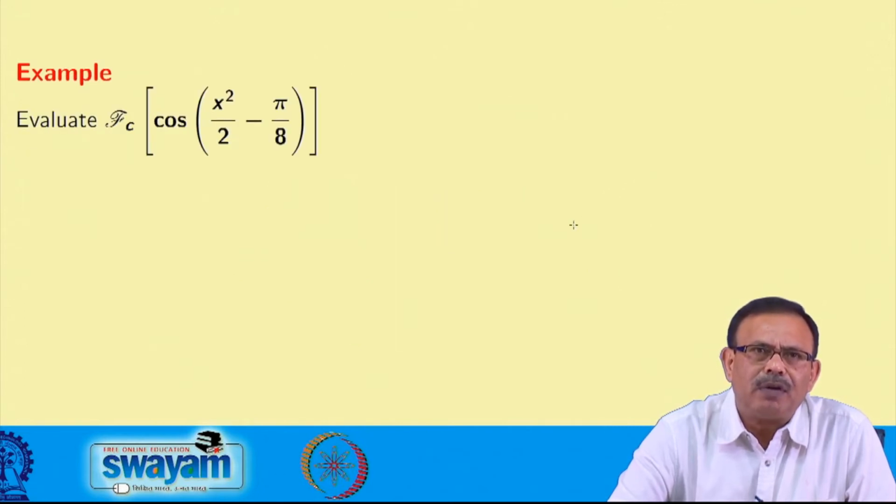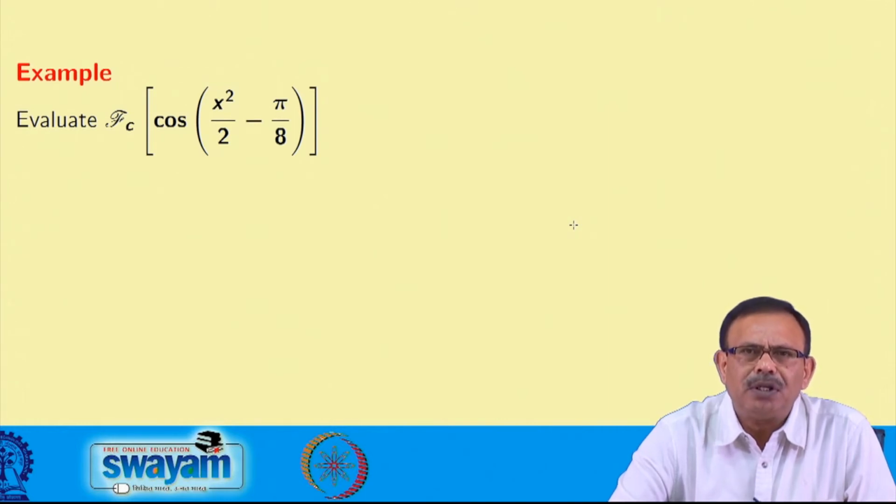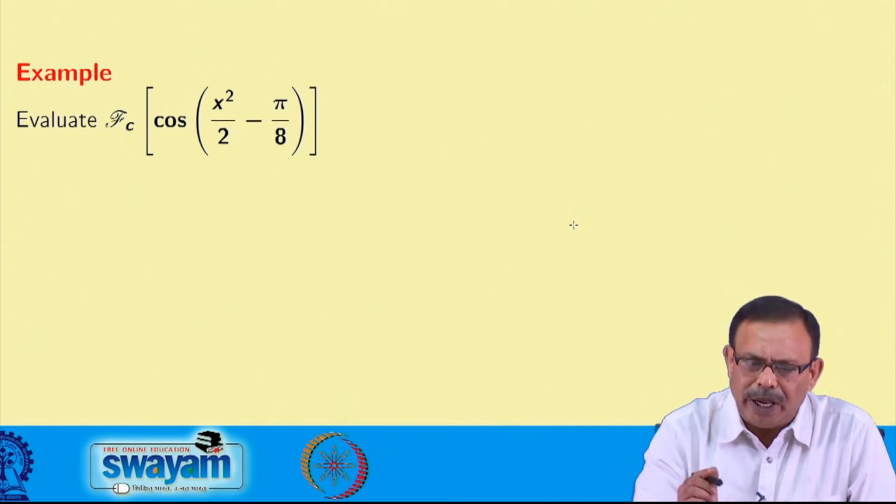We want to evaluate the value of this Fourier cosine transform of cos of x square by 2 minus pi by 8. Again, please note that whenever I try to solve this particular problem, I can do it directly. That is root over 2 by pi, 0 to infinity, cos of x square by 2 minus pi by 8 into cos alpha x into dx. But instead of that, let us do it in some other way, where we will use various properties, and we will try to find out the Fourier cosine transform of this cos function, cos of x square by 2 minus pi by 8.